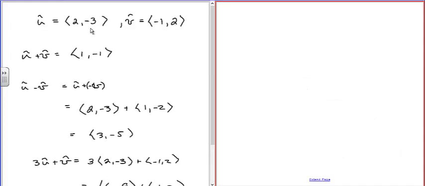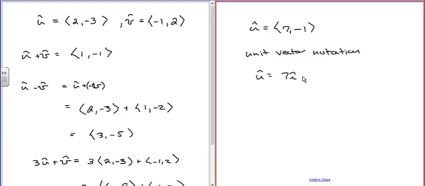Now this is the coordinate pair representation of vectors. Let's say I gave you a vector u, which is 7 comma negative 1, and I ask you to rewrite it in unit vector notation. What does that mean? So you'd say u is 7i minus 1j. So that's the unit vector notation.